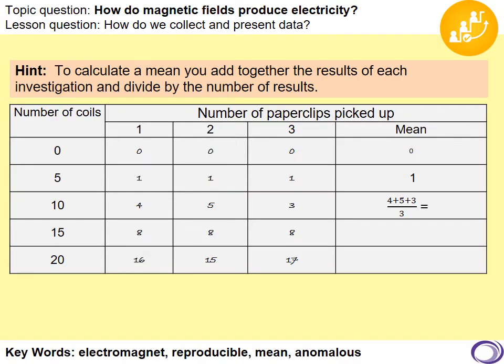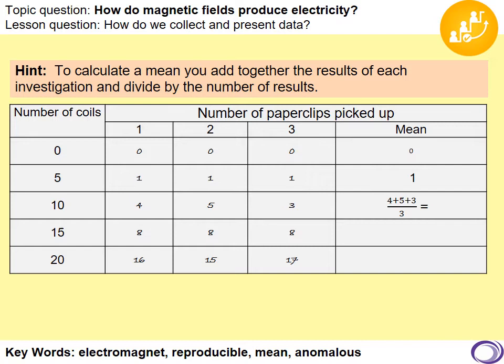So in the first row, 0, 0 and 0, the mean of that is 0. And at 5 coils, we got 1 for every one of the attempts. So again, our mean is 1. However, for 10 coils, when he did it 3 times, the first time he got 4, then he got 5, and then he got 3. So for this one, we need to calculate a mean.